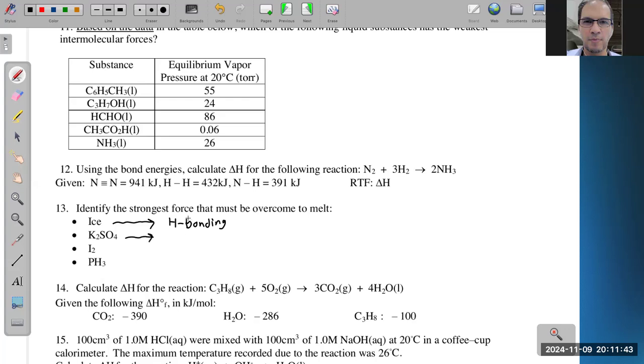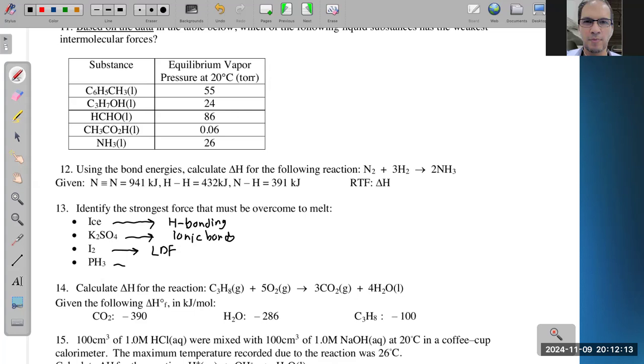K2SO4. Miriam, what's inside K2SO4? Ionic bonds. Then I2, Julian, what's inside the I2? Covalent bond. Okay, there are other bonds which are facing me before the covalent bond. LDF, correct. So I have London dispersion forces. That's between the molecules before I face the covalent, okay?